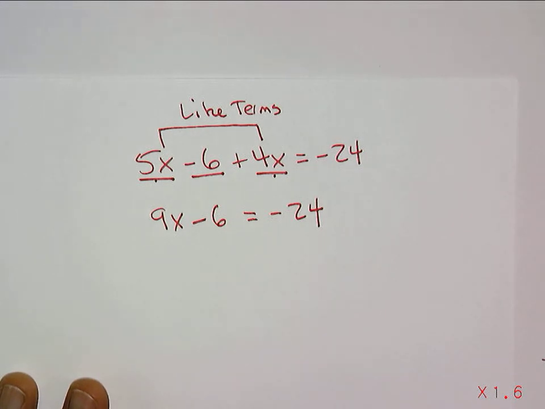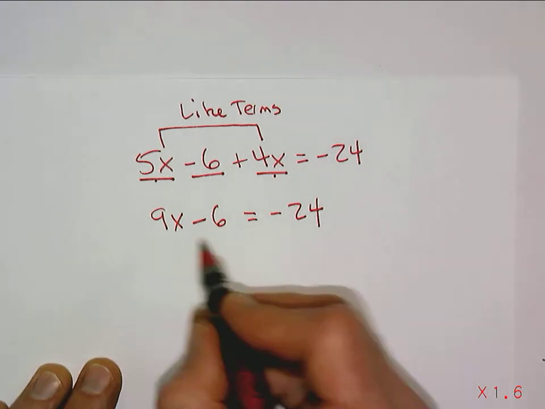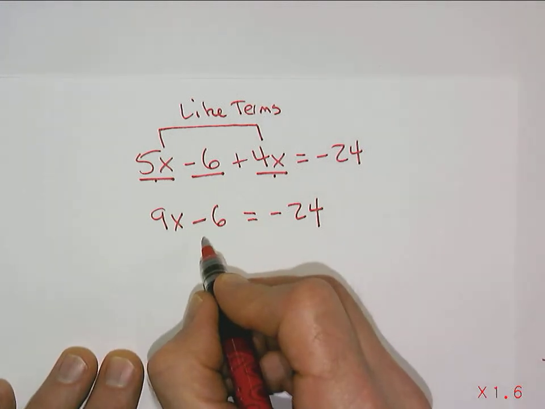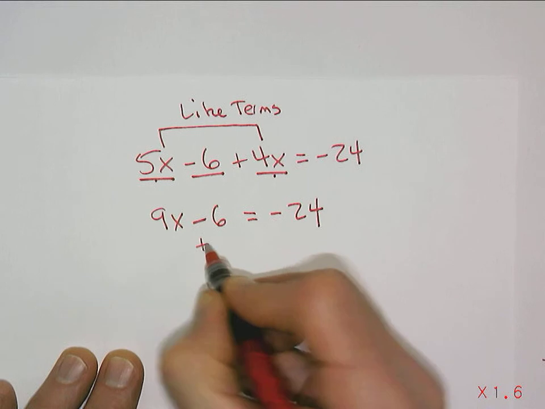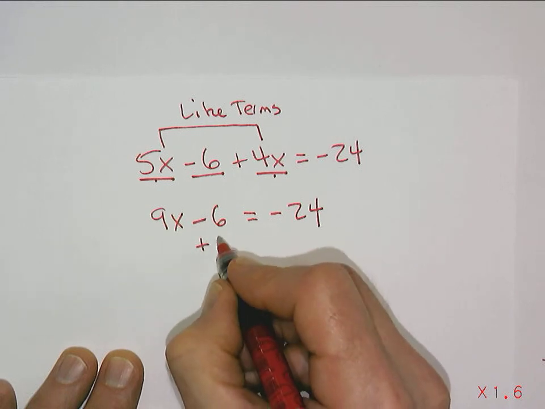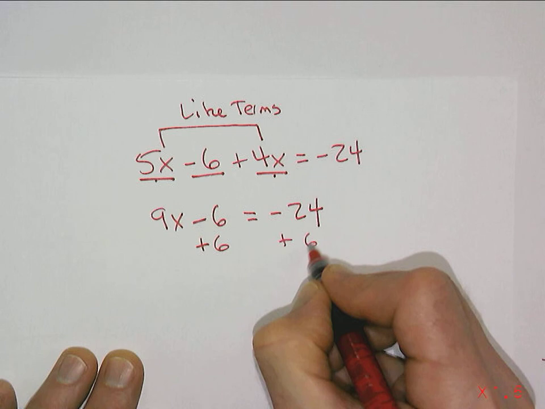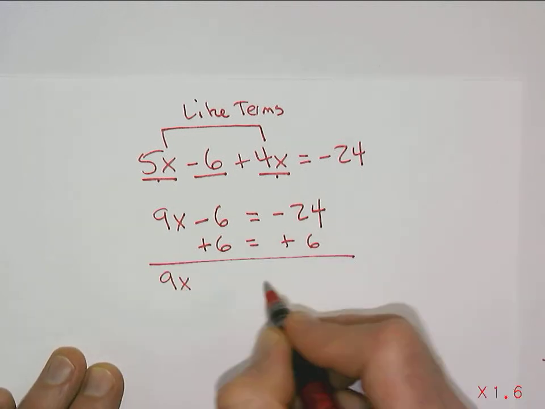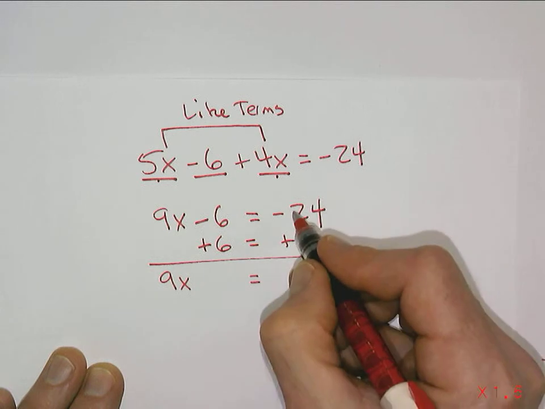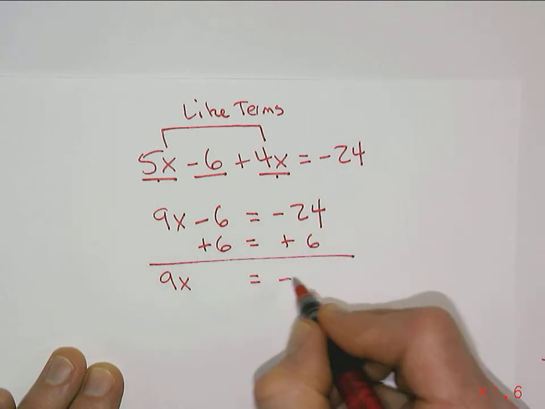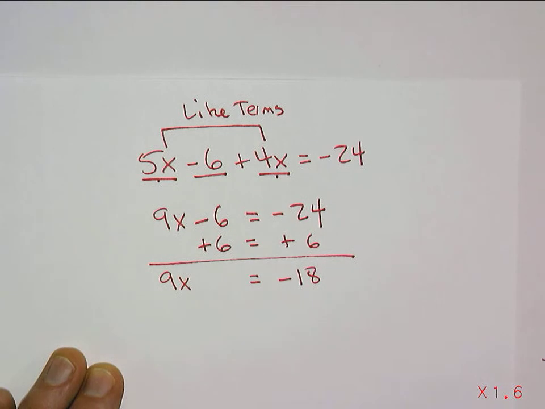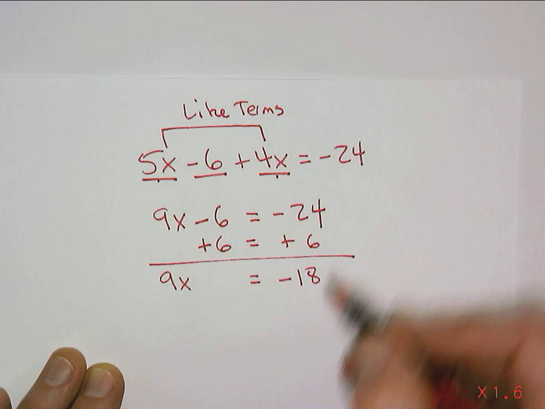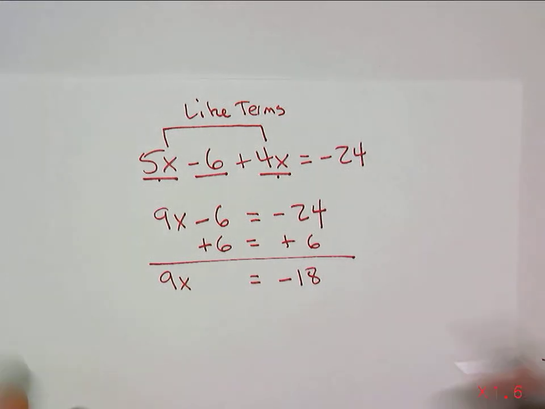And now I have a basic two-step equation. 9x minus 6 equals negative 24. The first thing I'm going to deal with is the number term. So I'm going to add the opposite of negative 6, which is positive 6, to both sides. And I get 9x equals, and a negative 24 and a positive 6 make negative 18. And so combining those. And really, all through this process, all we're doing is combining things.